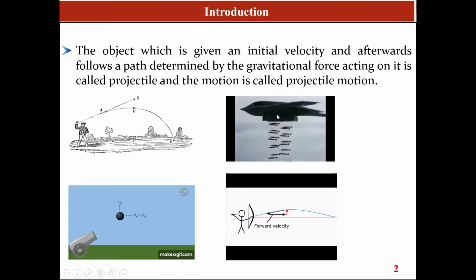When a bomb is dropped from a plane, it's another example of projectile motion. So in our day-to-day activity, we have a lot of projectile motion. For example, if an arrow is released in this direction and the target is here, the motion of the arrow is a curved motion, not a straight line motion, due to the presence of the gravitational force.